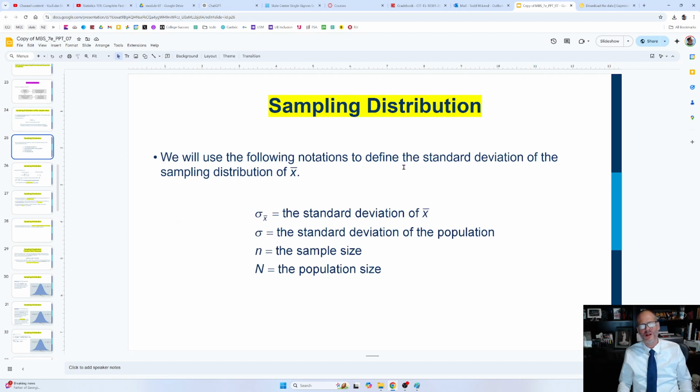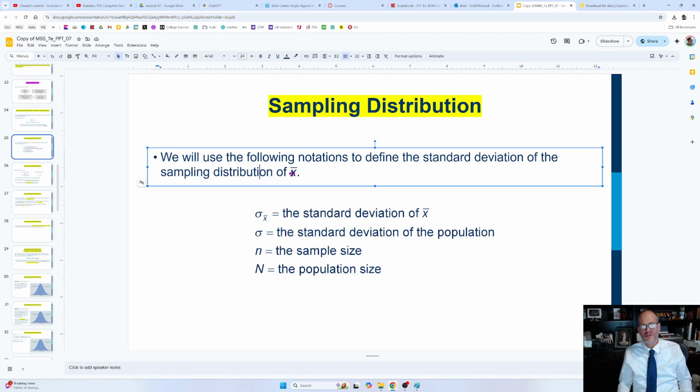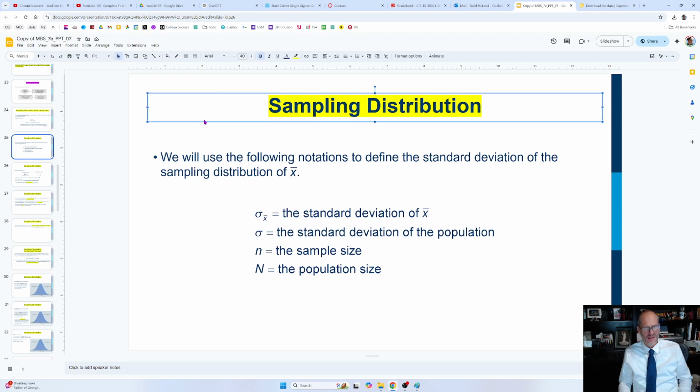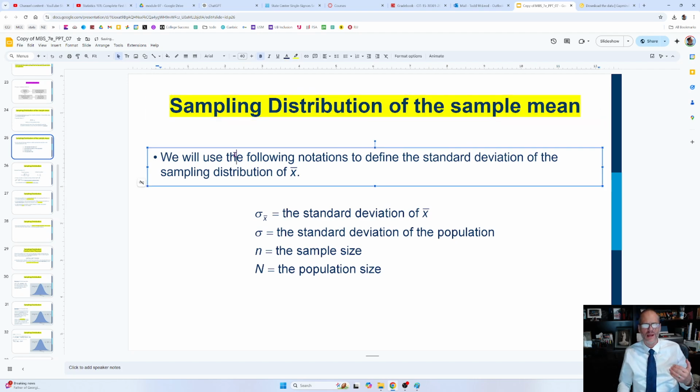Sampling distribution. We will use the following notations to define the standard deviation of the sampling distribution of the sample mean. So notice we're looking at the sampling distribution of the sample mean, right? Before, we had random variables and we got different distributions for those random variables, and we were able to do some probability based upon that. We learned about the normal curve and how we could find the z-score and figure out what percentage of data under the area of the normally distributed curve would be to the left of that z-score. So we could start to do some probability stuff, right?